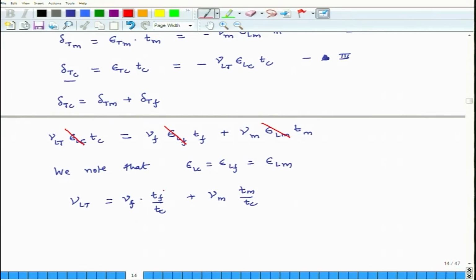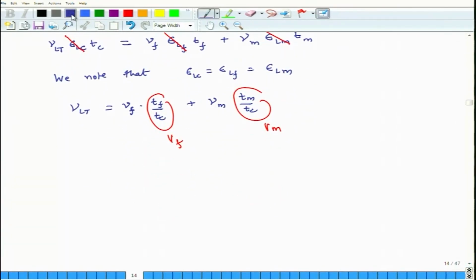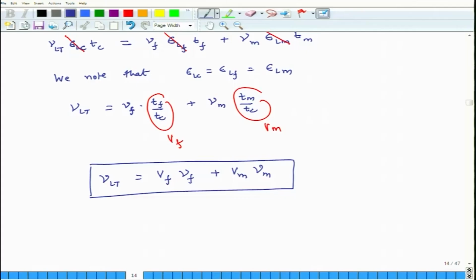and these terms, so this is volume fraction of fiber, this is volume fraction of matrix. So, what I end up with is nu Lt equals Vf nu f plus Vm nu m. Okay. So, this is how I can compute Poisson's ratio in the Lt direction.